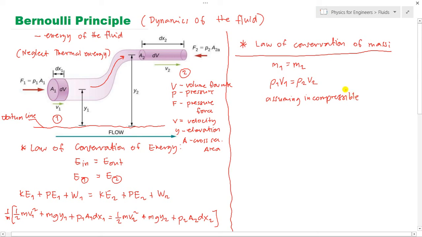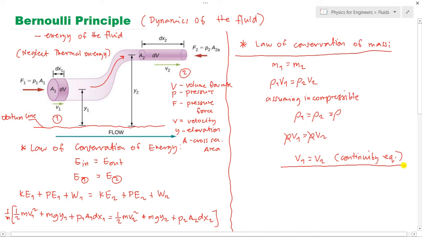assuming the fluid is incompressible, and assuming we neglect the thermal energy. If the fluid is incompressible, the density does not change. So density 1 is equal to density 2, which is equal to the density of the fluid. So the densities cancel. Therefore, the volume flow rate at state 1 is just equal to the volume flow rate at state 2. This is the continuity equation. This is famous in fluid mechanics: the continuity equation.